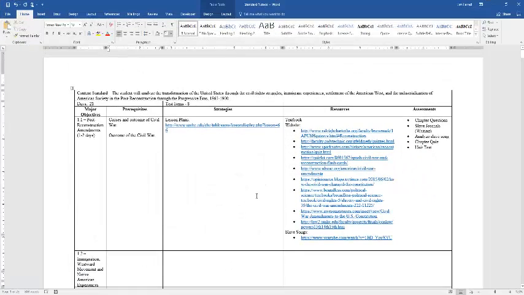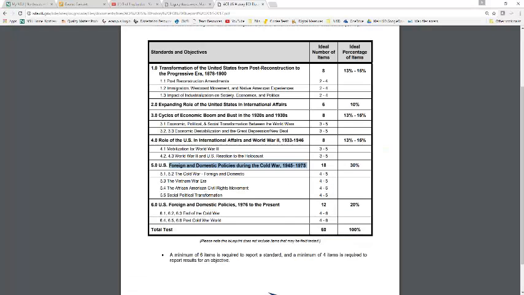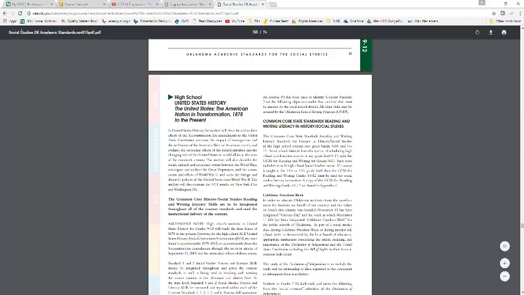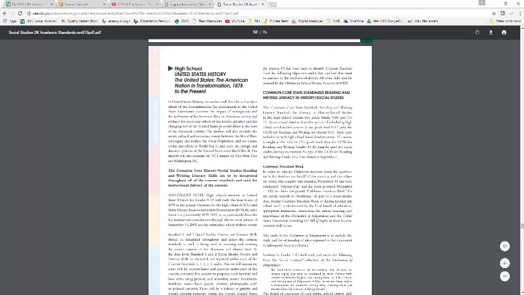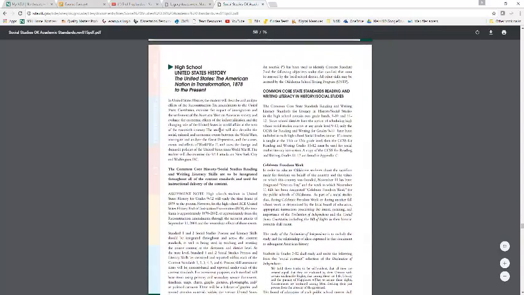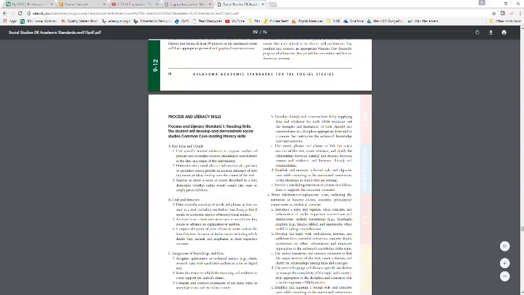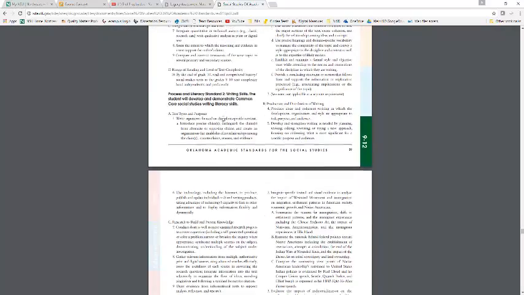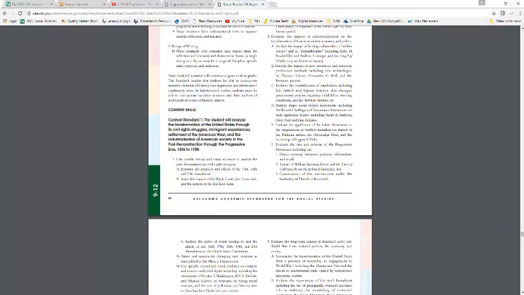here. So if we were to pull up the standards for U.S. history. So now we have the Oklahoma Academic Standards for U.S. history for high school, 1878 to the present. That's what our blueprint said. So if we scan down through here, first of all, we have a couple of process and literacy standards that we will work on incorporating at a later time. Okay, so there's Standard 1, Process and Literacy, Standard 2. But I want to get to the content standard.